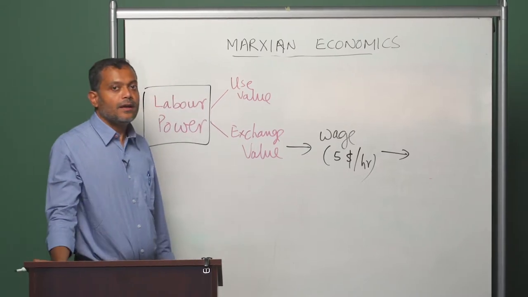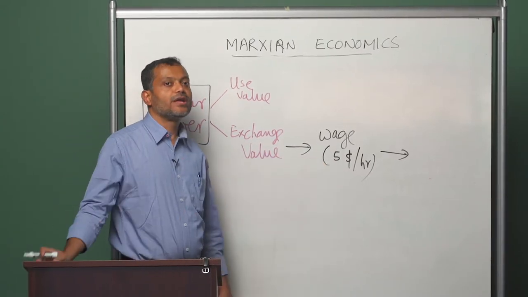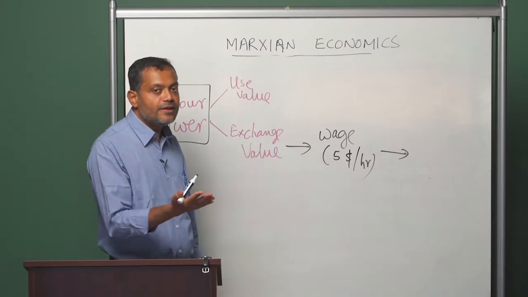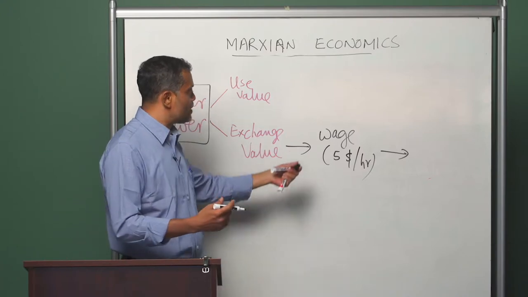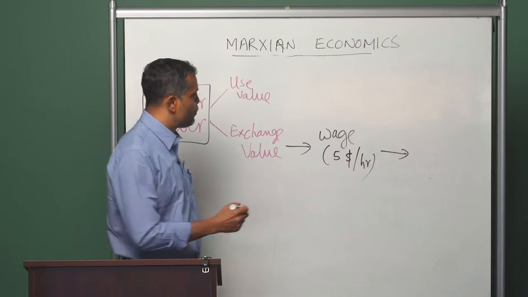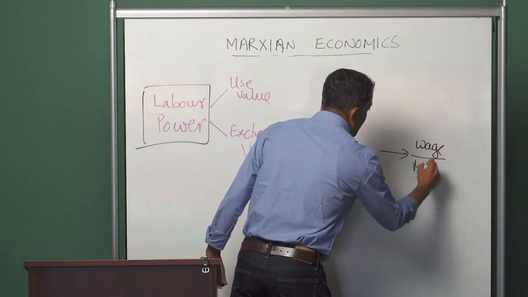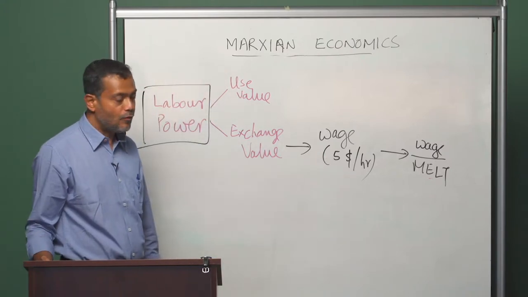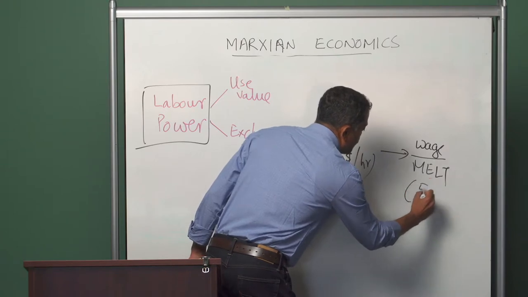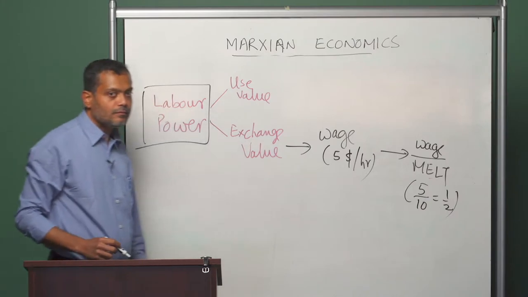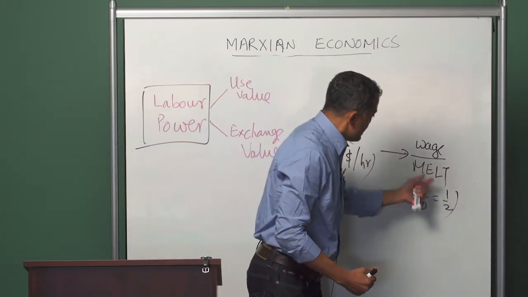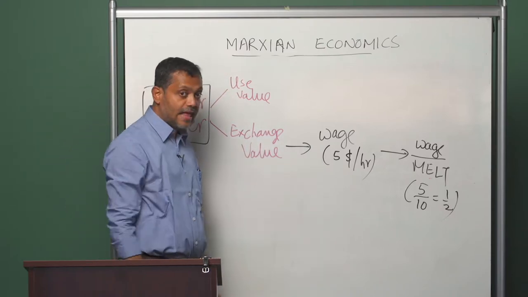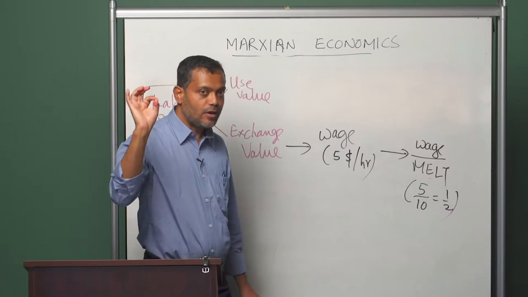Now we have seen earlier that any quantity of money can be converted into equivalent quantities of social labor time. So $5, if it is divided by the monetary expression of labor time, can convert the wage into social labor time equivalent. So if we take the wage and divide it by the MELT, we get a social labor time equivalence of the price of labor power. So in our specific example, that will be 5 divided by 10, which is half. So what does that mean? It means that the social labor time equivalence of 1 hour of labor power, which the worker sells, is half hours of social labor time.